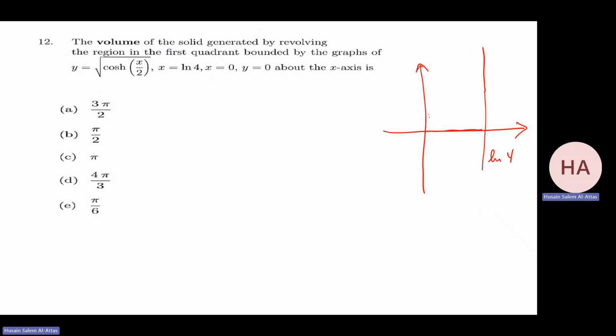I know that cosine hyperbolic at x equals 0 is 1, so it's something like this. I don't know the exact graph, but I know it's something like this. Okay, about the x-axis.